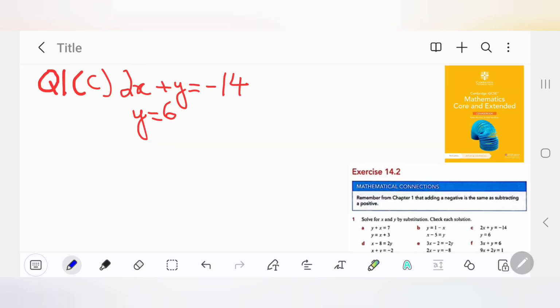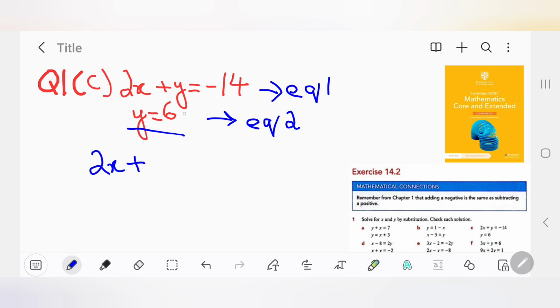Now let's solve question number 1c, which is 2x plus y equals negative 14, our equation 1. And here also we can say that we are lucky that equation number 2 is already a solution. We have to only solve half of the part. So here I will substitute the value of y equals 6 in equation number 1. I will write 2x plus 6 equals negative 14.